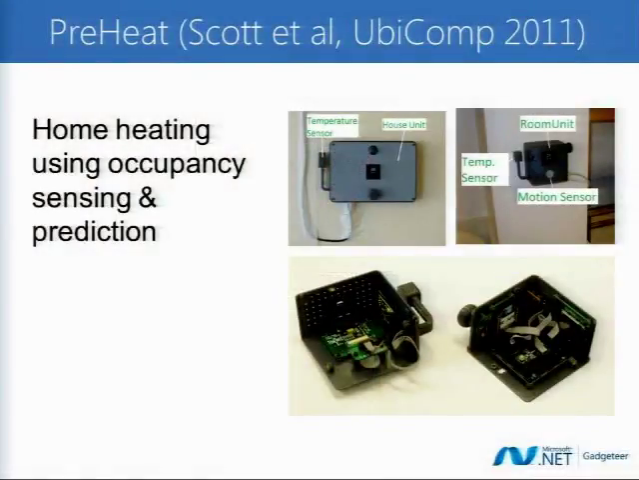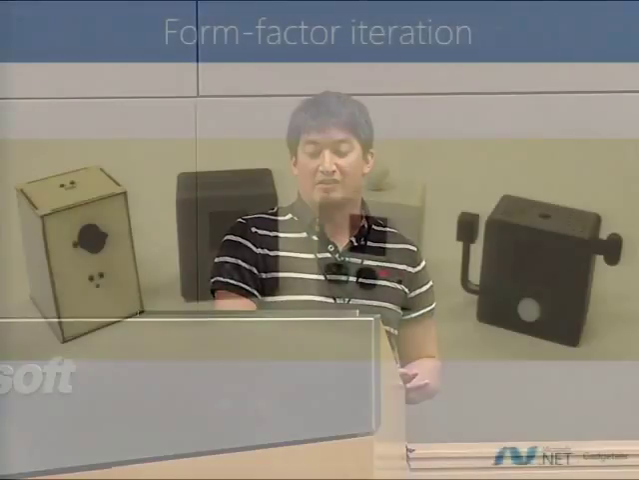There's a project called PreHeat, which I presented at UbiComp 2011, some of the co-authors are in the audience here. And the idea here is to do home heating using occupancy sensing and predicting when the space is going to be occupied and heating up just in time. So it's an automated system that uses motion sensors and occupancy sensors.